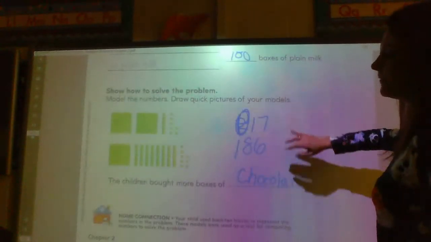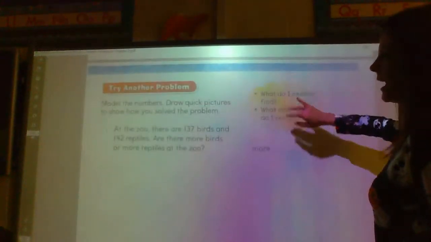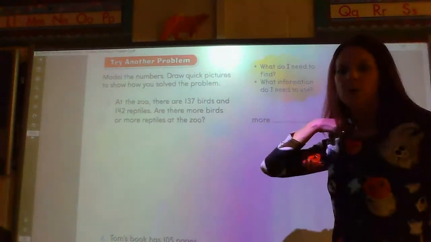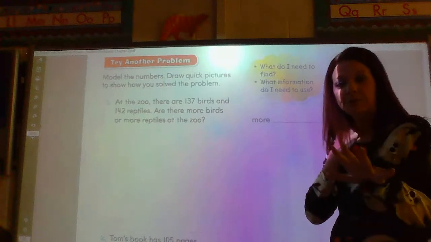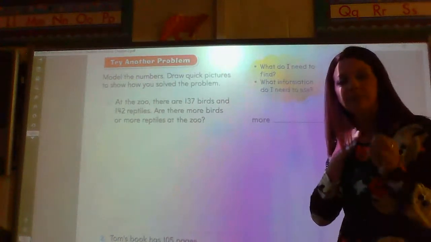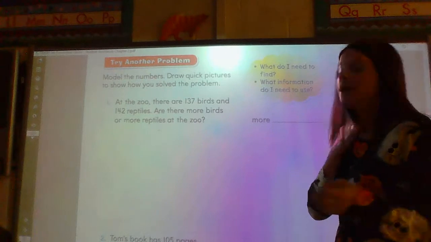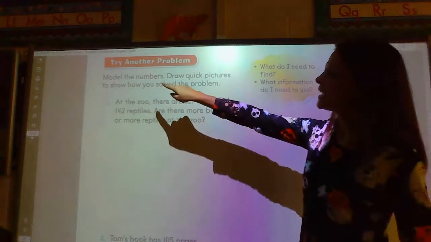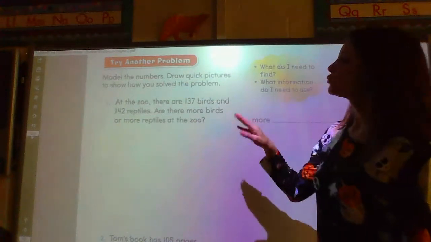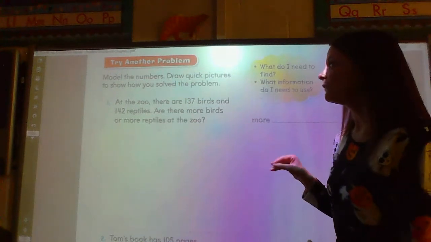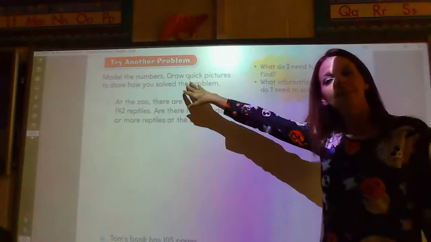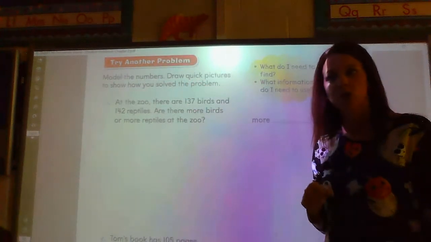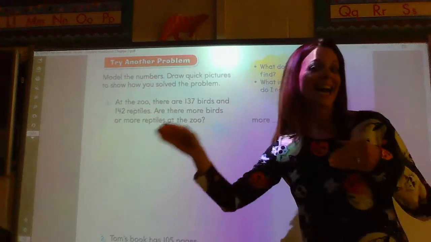Great job, friends. Now we're going to take a look at the back of our first page where it says try another problem. We are going to take a careful look, use our CUBES problem-solving strategy, and compare some numbers. Our directions say model the numbers. Draw quick pictures to show how you solve the problem. This is important. They are telling us exactly how they want us to solve the problem. So I cannot solve it in a different way.